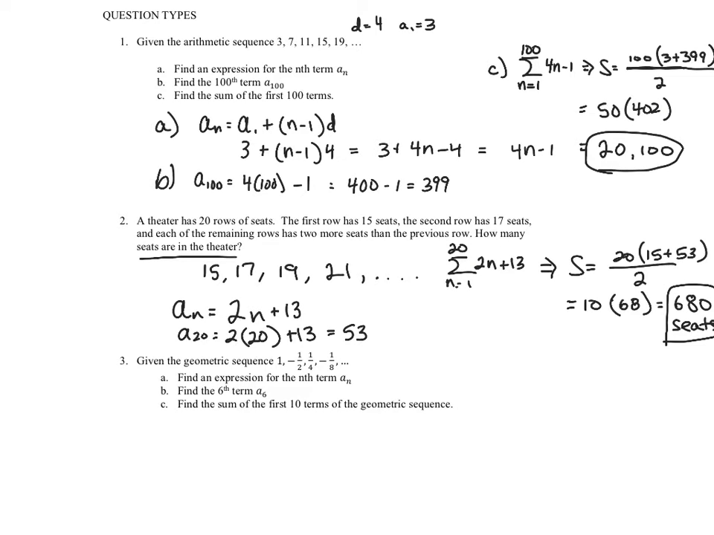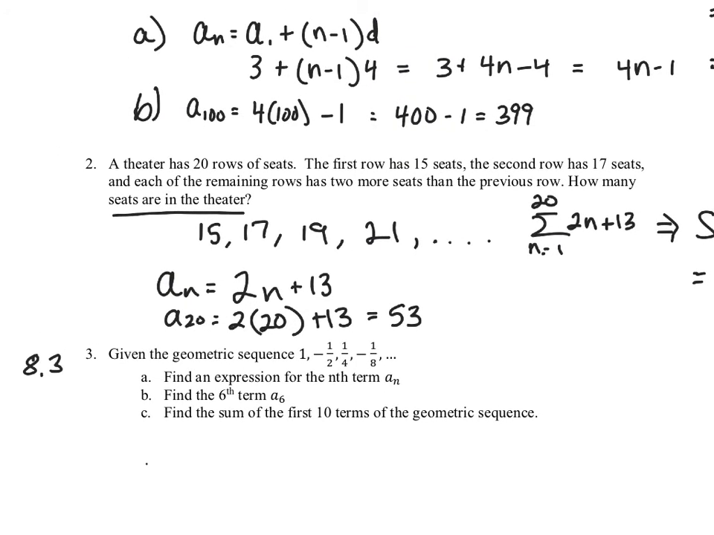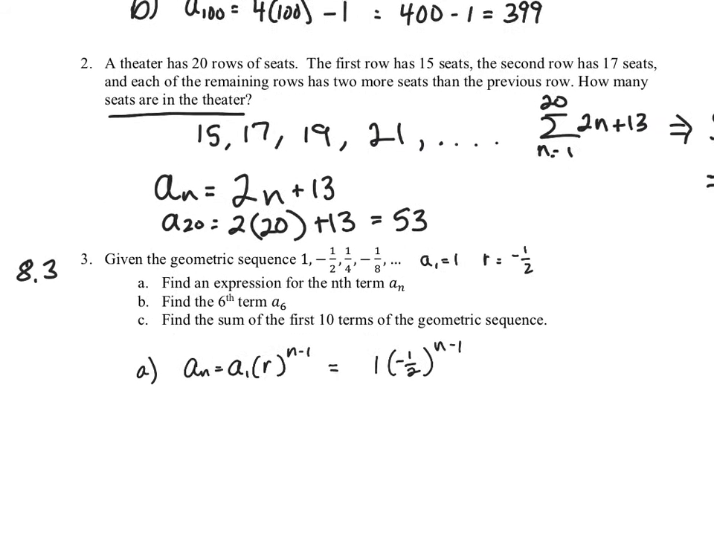Okay, now for question 3, geometric sequences was from section 8.3. Find an expression for the nth term. Now, the nth term formula for geometric sequences was first term times the common ratio to the n minus 1. So obviously here the first term is 1, and the common ratio is what we're multiplying by to go from term to term, and it's negative 1/2. So the nth term is 1 times negative 1/2 to the n minus 1.